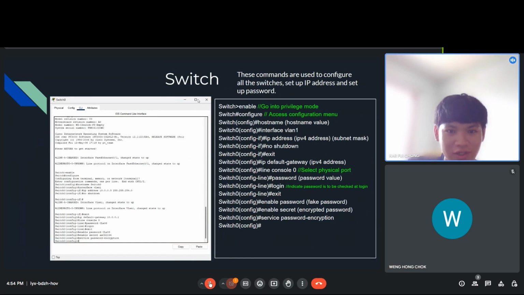Next is to configure the switch. It is similar to the router but has some differences, which is to assign the IP address and subnet mask on the switch. We use interface VLAN 1 followed by the IP address value and subnet mask. And don't forget to type no shutdown to turn the interface on. For the switch, we can also assign a default gateway by typing ip default-gateway and the IP address. So these are the basic configurations for the switch.